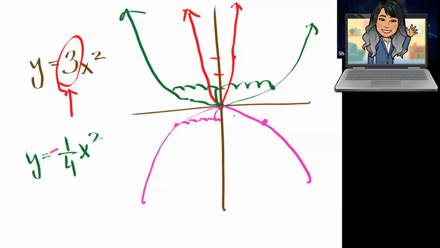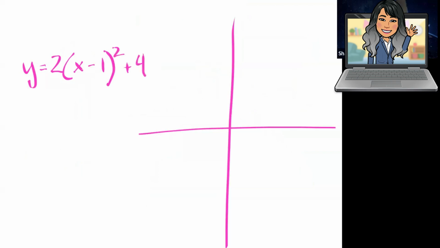Now let's combine it all together. I'm going to erase everything. Y equals, let's do 2 times x minus 1 squared plus 4. So step 1, I'm going to go up 4. 1, 2, 3, 4. Step 2, it is minus 1, so I have to go opposite, so plus 1. And plus 1 is to the right. So from here, I go right 1.